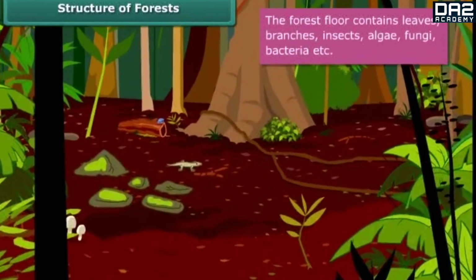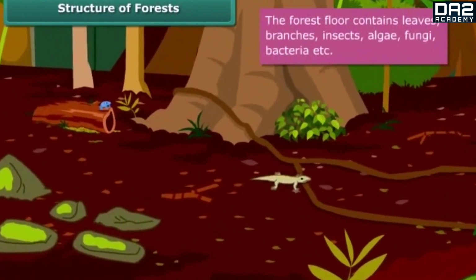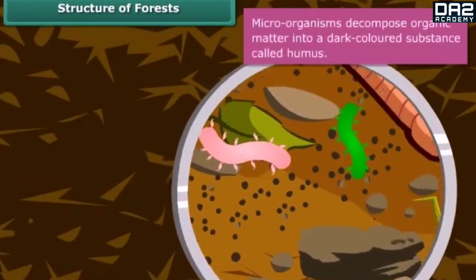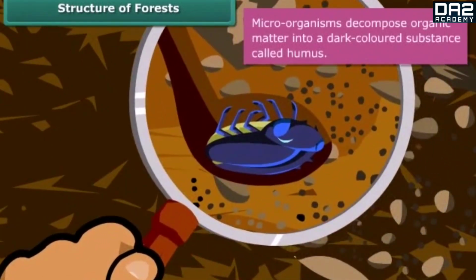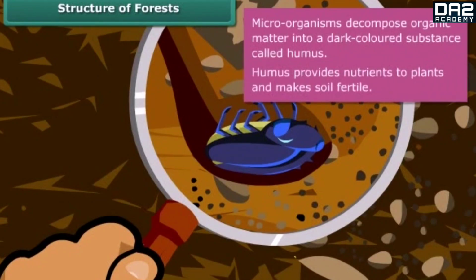It contains leaves, branches, insects, algae, and microorganisms like fungi, bacteria, etc. that are invisible to the naked eye. Microorganisms decompose organic matter into a dark-colored substance called humus. Humus provides nutrients to plants and makes soil fertile.